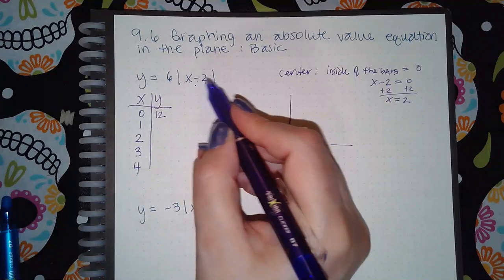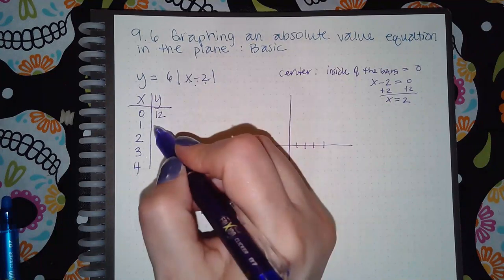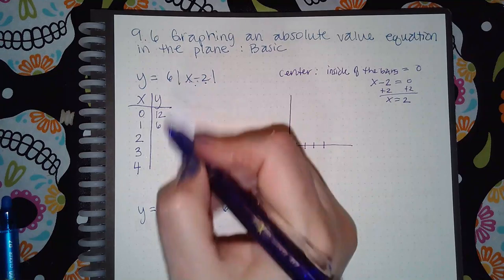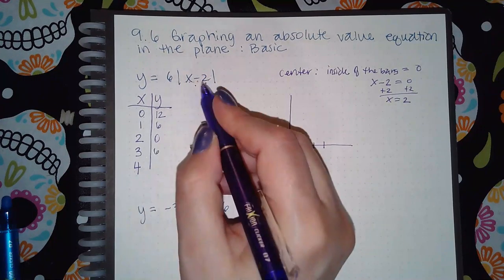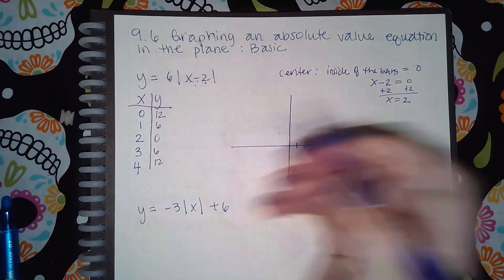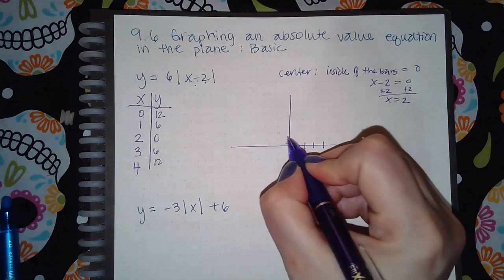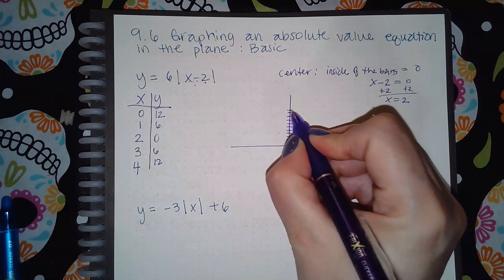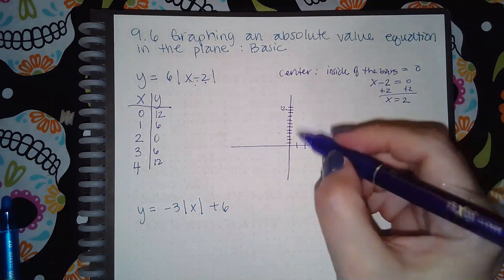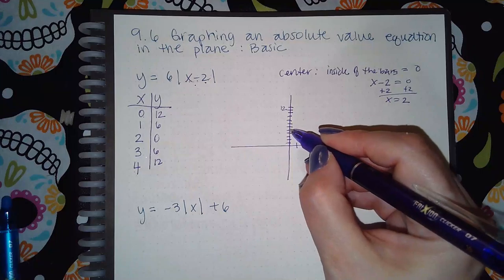So when I plug in 0, I get 0 minus 2, which is negative 2. And then the absolute value of that is positive 2 times 6 is 12. When I plug in 1, I get negative 1, which turns positive 1 times 6. 0 times 6 is 0. 1 times 6 is 6. And then 2 times 6 is 12.